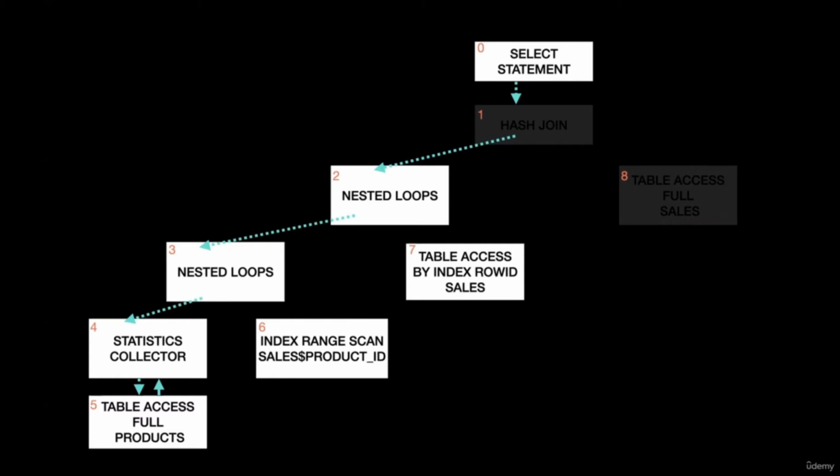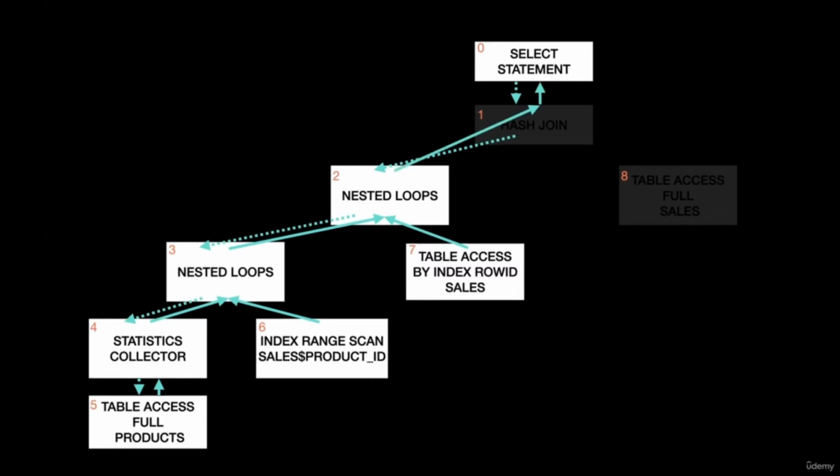Let's consider the nested loop variant. From the sales product ID index, using the range scan method, row ID rows are determined and passed to the top at ID equals 3. Nested loop ID equals 2 combines two sets: full table products and row ID rows from the index. The result set is merged with the sales table in step ID equals 7 by row ID. The final set is passed to the select statement ID equals 0.